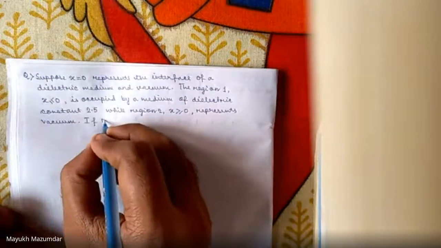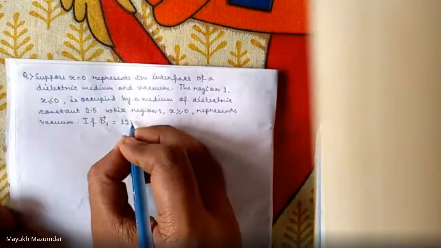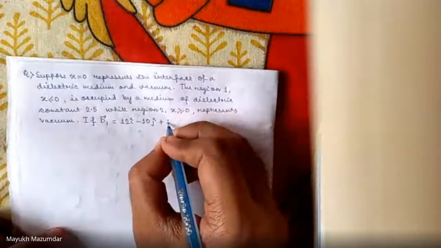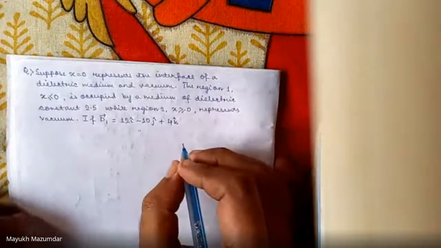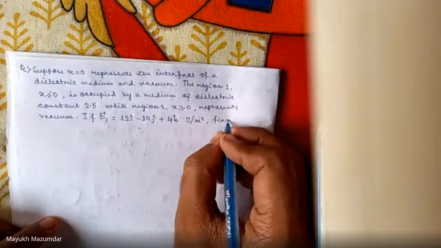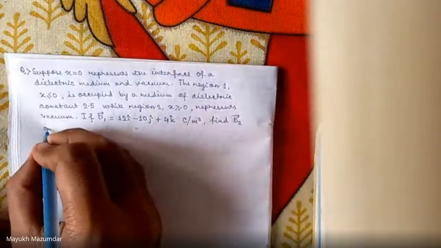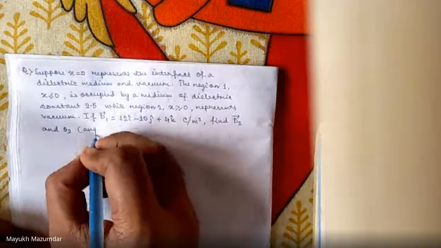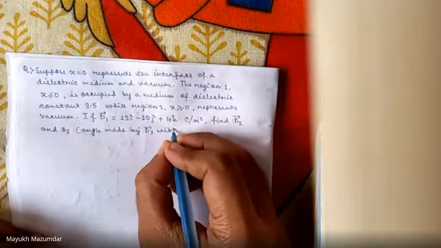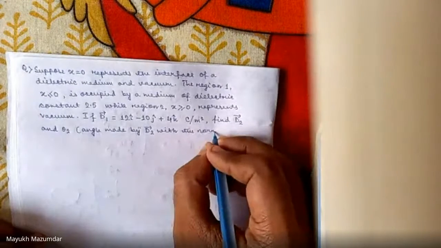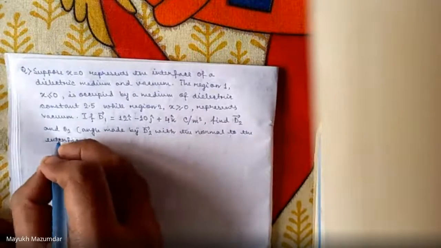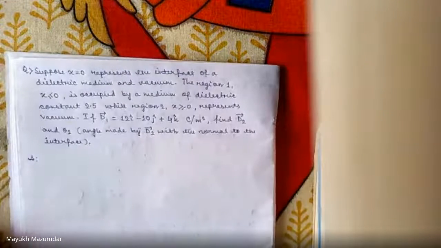If D1 equals 12 i cap minus 10 j cap plus 4 k cap coulomb per meter square, find D2 vector and theta 2, which is the angle made by D2 with the normal to the interface. Copy the question. When you're done, tell me. Then we'll solve.